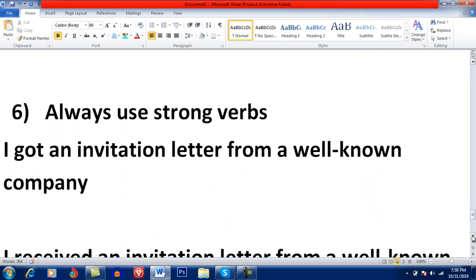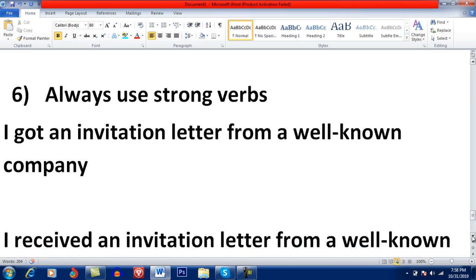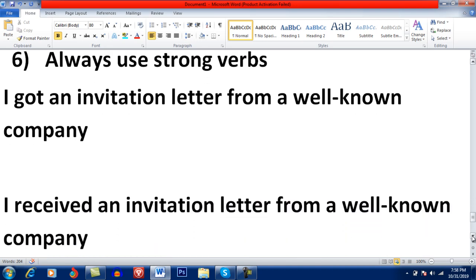Always use strong words. For example, "I got an invitation letter from a well-known company." Instead of that, I can use "I received an invitation letter from a well-known company." So in IELTS writing, we have to bring variety. If you have the ability to use various words, various synonyms and sentence structures, then you will get your desired band for sure. But if you fail to do so, you will face problems.